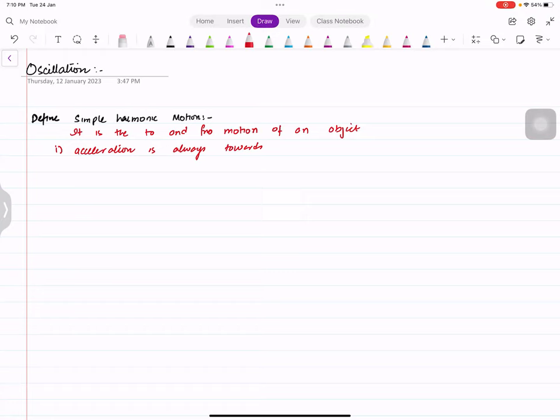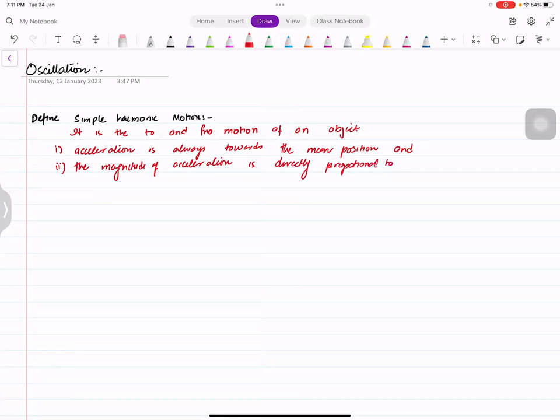towards the mean position, and the second mark you're going to get is when you write the magnitude of acceleration is directly proportional to the magnitude of displacement.